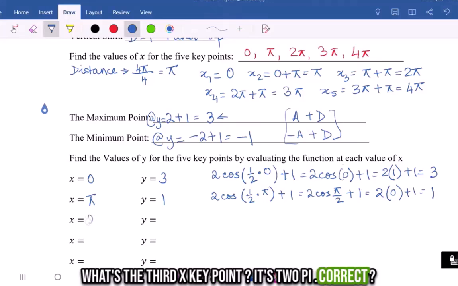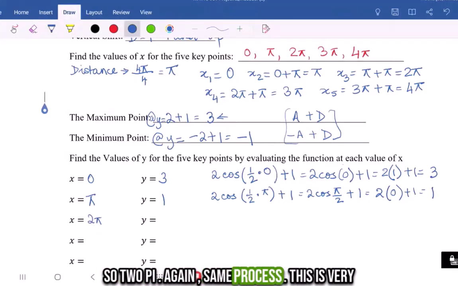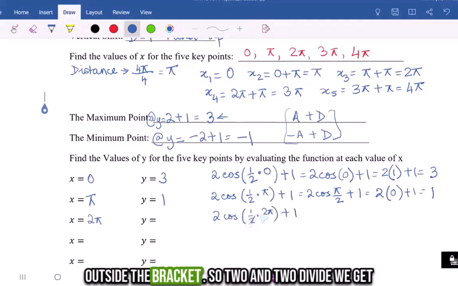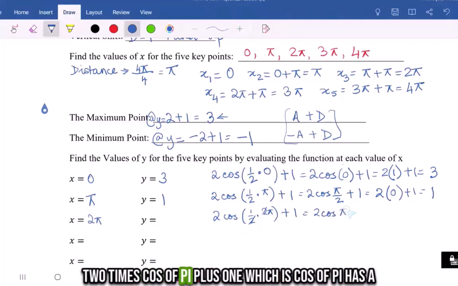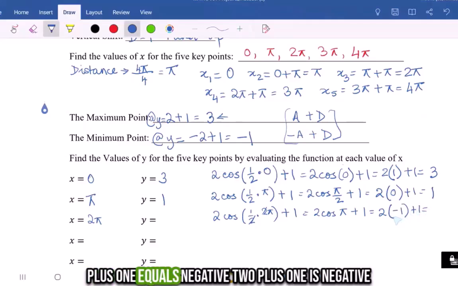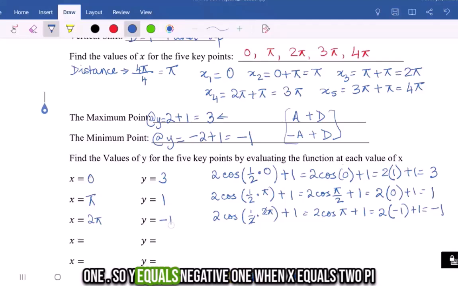It's 2 pi, correct? So 2 pi, again, same process. This is very mechanical. So 2 times cos of half times 2 pi, plus 1 outside the bracket. So 2 and 2 divide. We get 2 times cos of pi plus 1, and cos of pi has a value of -1. So 2 times -1 plus 1 equals -2 plus 1, which is -1. So y equals -1 when x equals 2 pi.